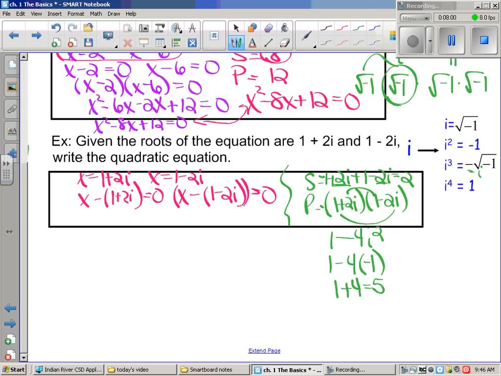So what do I have? I have a sum of 2. I have a product of 5, which gives me x squared minus 2x, don't forget, plus 5 equals 0. And that's what we get for an answer.